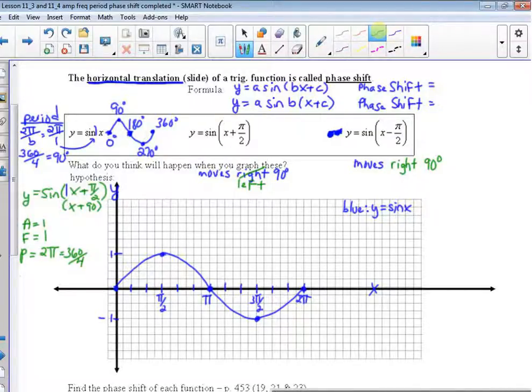But our phase shift is equal to negative 90. Because you are moving to the left 90, another way to state that is negative 90. Okay, that's the way that we would say moves left 90, by negative 90. So the phase shift being negative 90, this is where you start graphing.